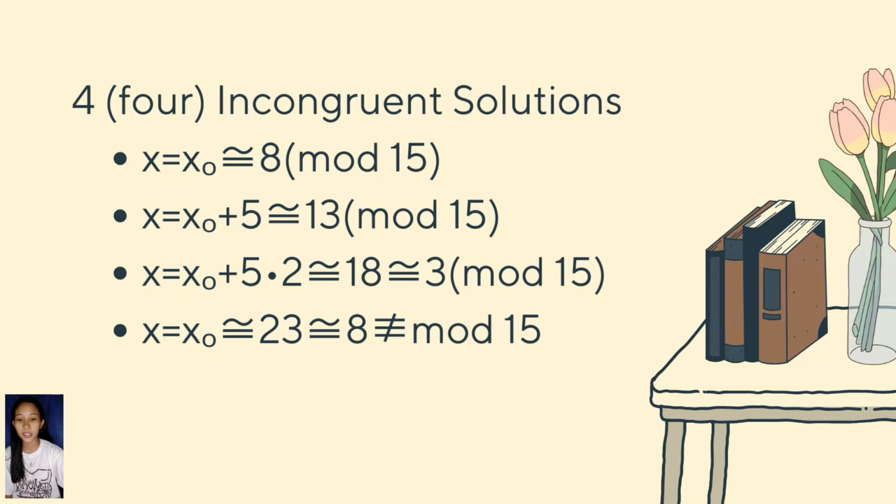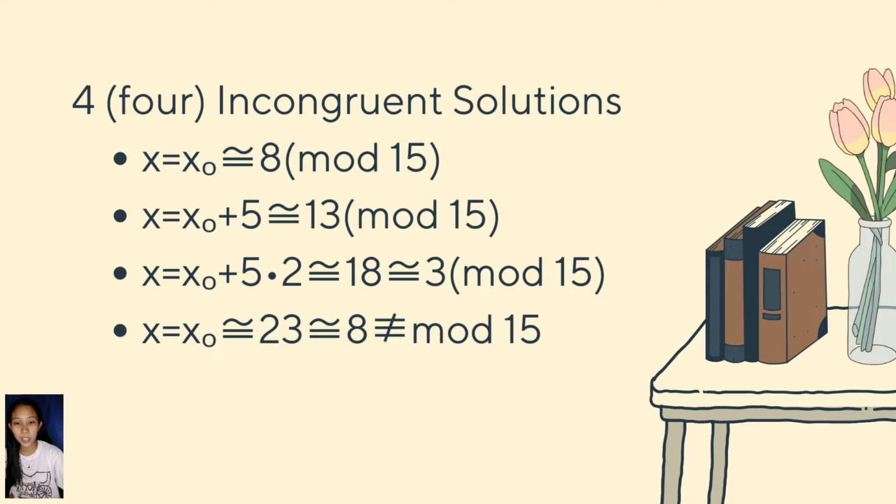The third one is x is equal to x sub 0 plus 5 times 2, congruent to 18, congruent to 3 mod 15. So, yung 5 times 2, yung 18 galing siya sa 5 times 2 is equal to 10 plus 8. So, ito ay equal sa 18. So, we have x is equal to x sub 0 plus 5 times 2, congruent to 18 and congruent to 3 mod 15. So, 3 lang kasi hanggang mod 15 lang.